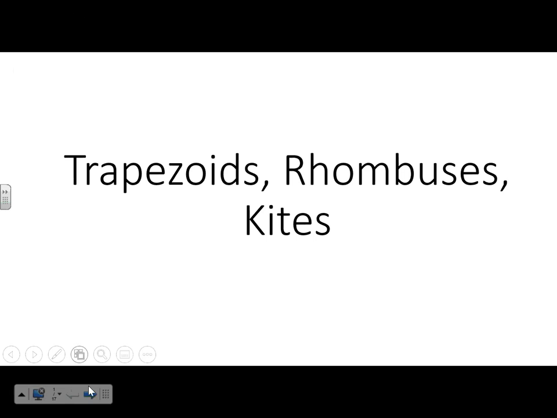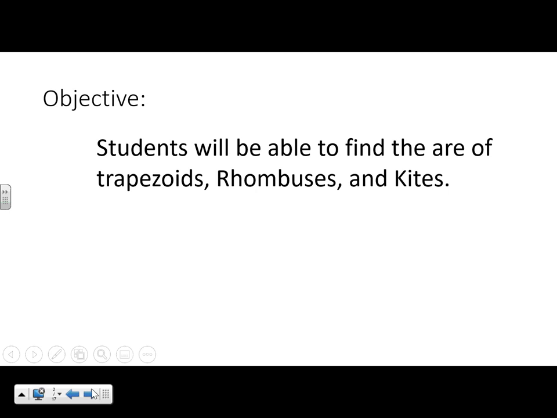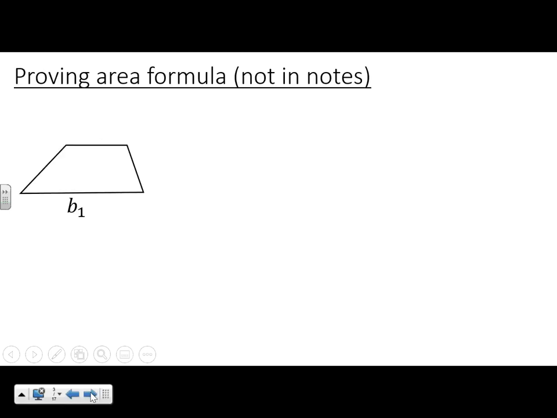This lesson is over trapezoids, rhombuses, and kites. The objective is for students to be able to find the area of trapezoids, rhombuses, and kites. So first off, we're going to prove the area formula for trapezoids. We'll go into a little bit more about what trapezoids are here in a second.